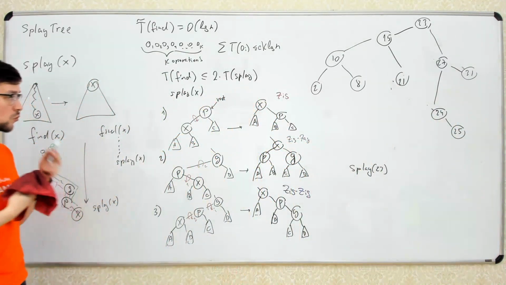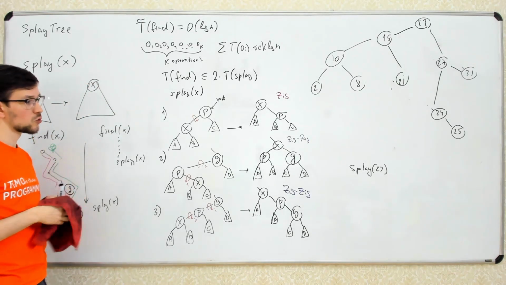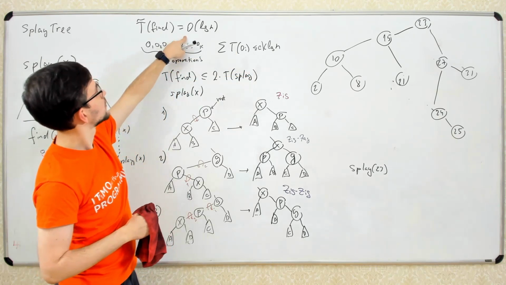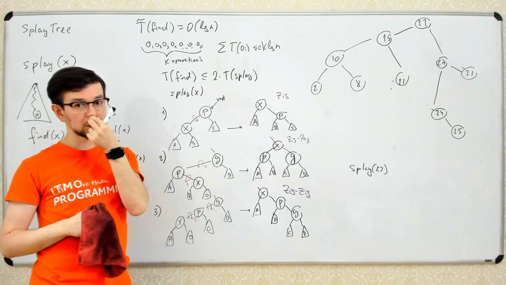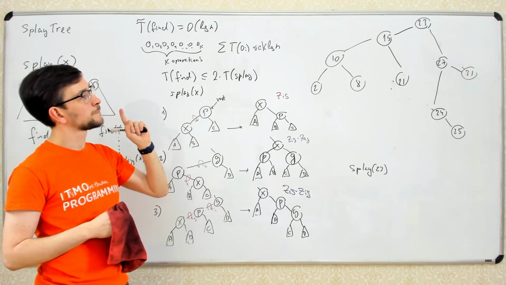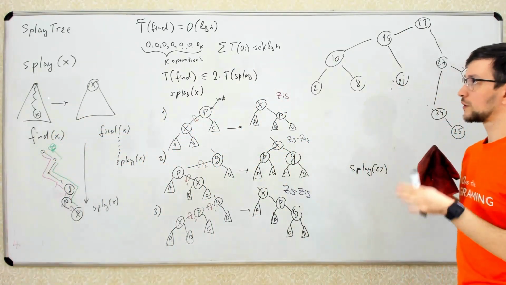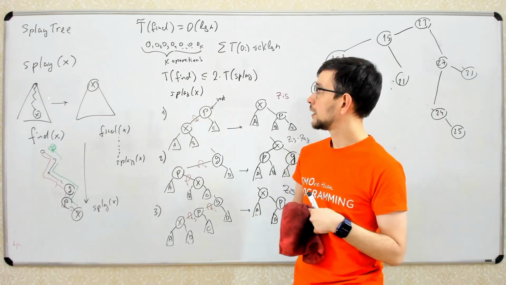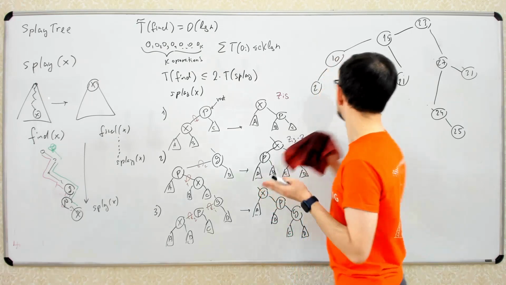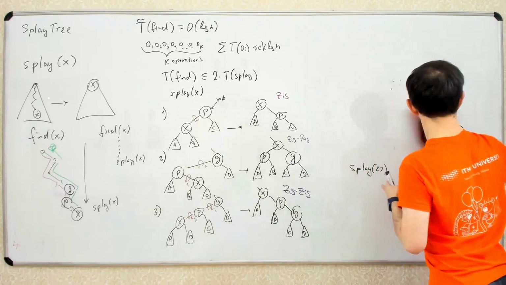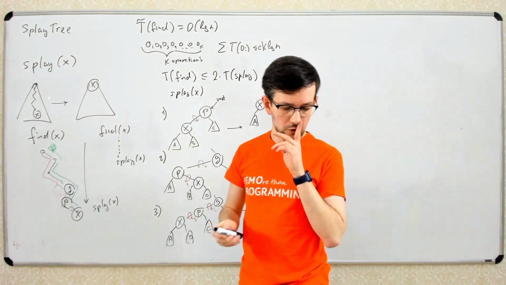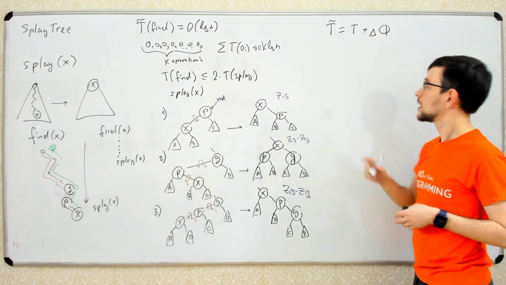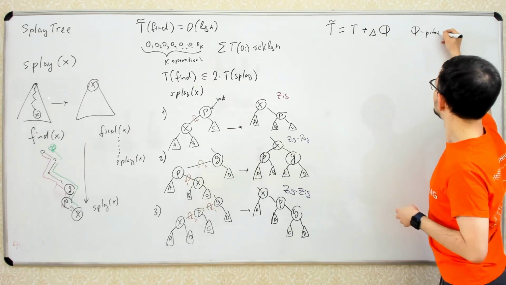Now the tricky part. We will prove that amortized time complexity is logarithmic. We will actually prove a better time complexity, a little bit more important inequality. We'll talk about it later. Let's go. So, how to prove the amortized time complexity? If you remember, we discussed amortized time complexity in the previous semester, and usually to prove it, you use the potential method. Usually, when you need to prove the amortized time complexity, you say that amortized time is equal to real time plus change of some potential function, where phi is some potential function.